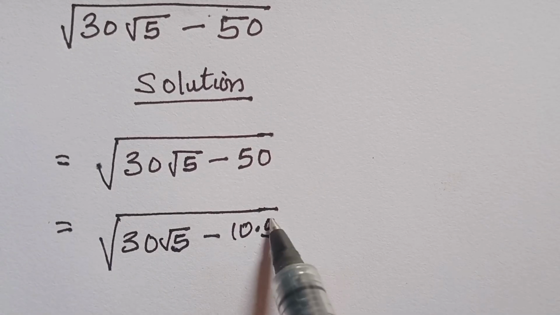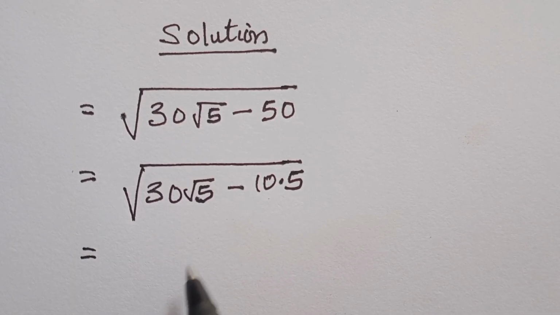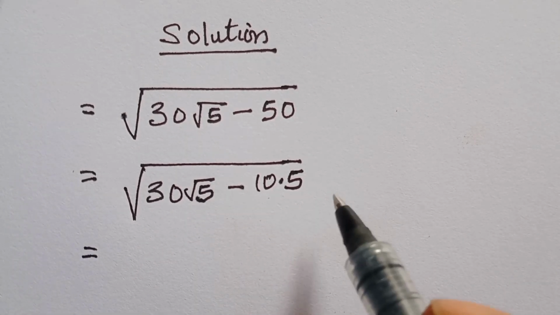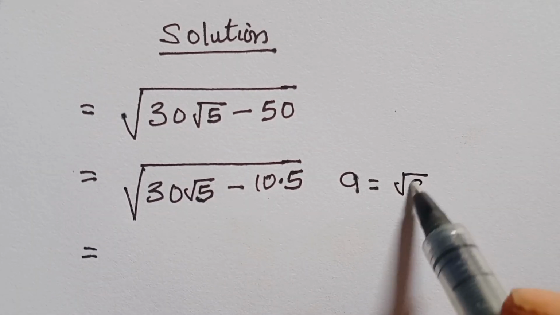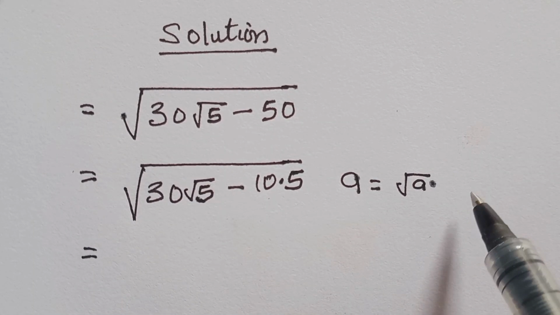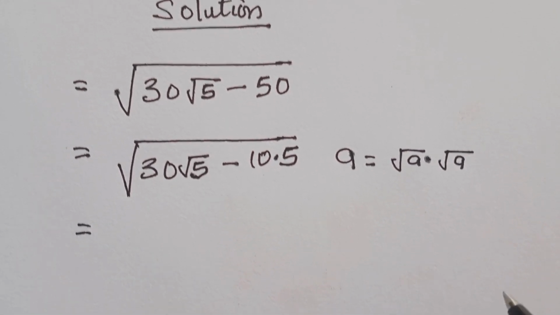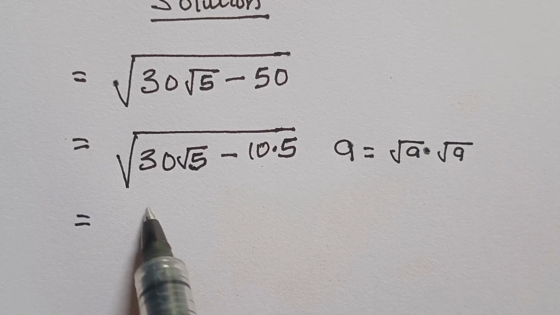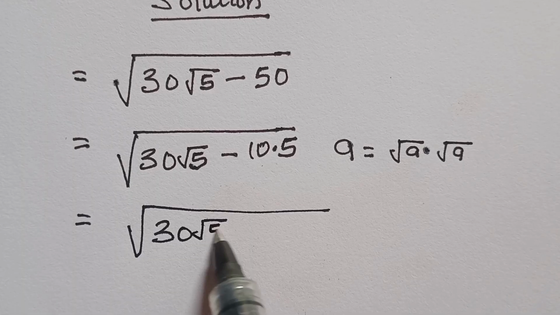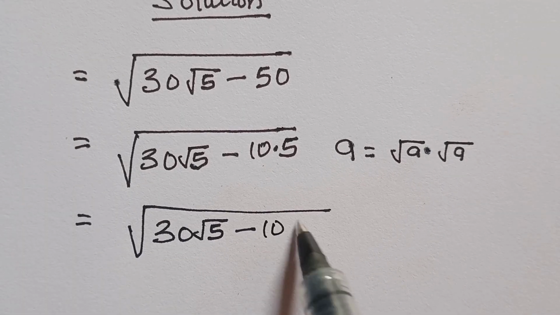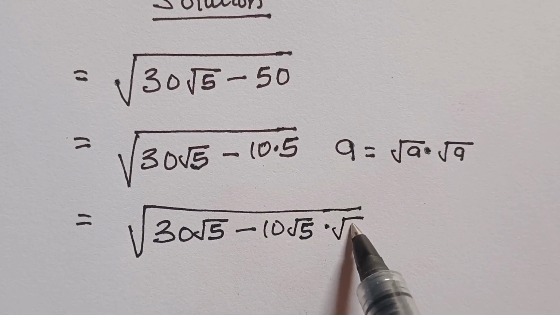And 50 can simply be written as 10 multiplied by 5. As you can see, I just simplified 50 to be 10 times 5. And don't forget, A is equal to square root of A multiplied by square root of A. When I apply this to my expression, I will now be having 30 square root of 5 minus 10 square root of 5, following that principle, multiplied by square root of 5.